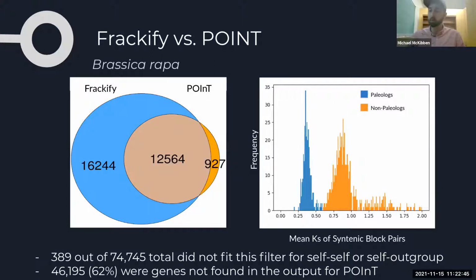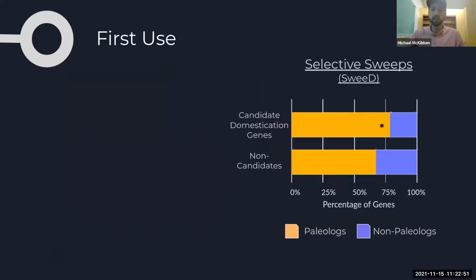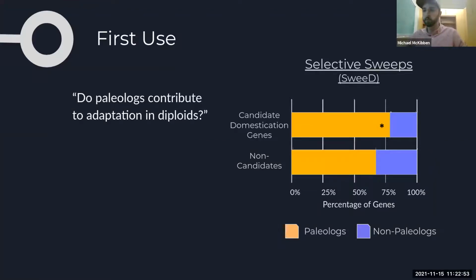And for the second part of my talk, I then wanted to try using Frackify on some actual data sets that I had questions regarding. For this, I wanted to get back to my original questions. Do Paleologs contribute to adaptation in diploids? And to begin exploring this question, I wanted to know whether or not the pattern we saw in Brassica rapa, where candidate genes associated with domestication were significantly enriched with Paleologs, occurred in other species as well, and what was the overall magnitude of this effect and level of enrichment.